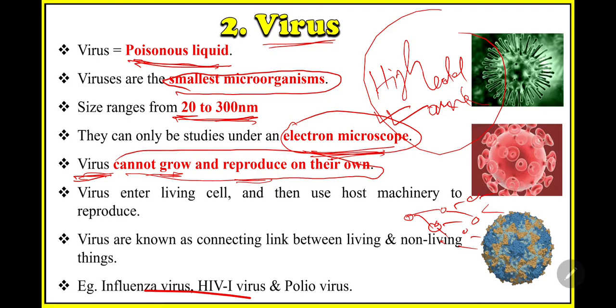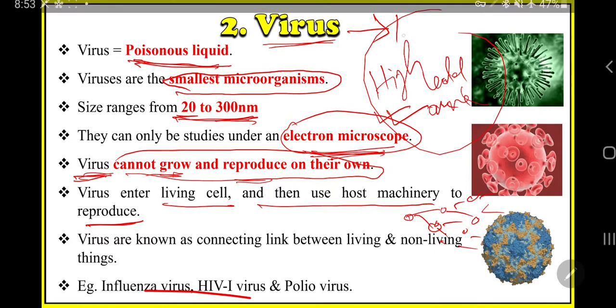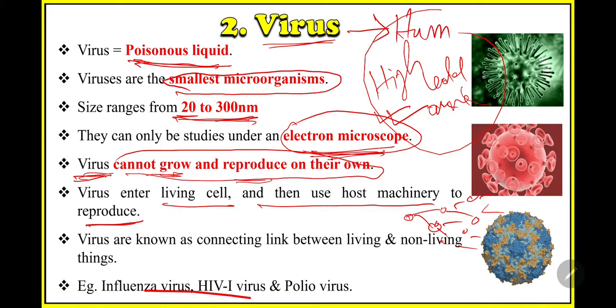So what do they need for this? Viruses enter a living cell, then they use the host machinery to reproduce. How to understand this? Learn about coronavirus and how it survives. A virus first enters a human body, then inside the human body it grows and reproduces itself, and then infects the human body. Is it clear? Host means the organism in which it enters.